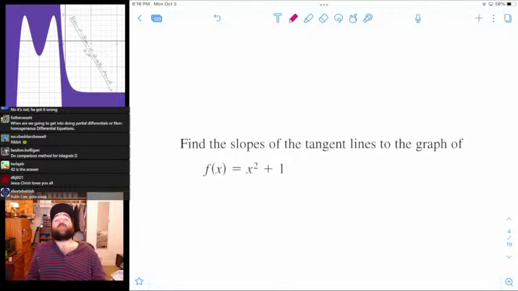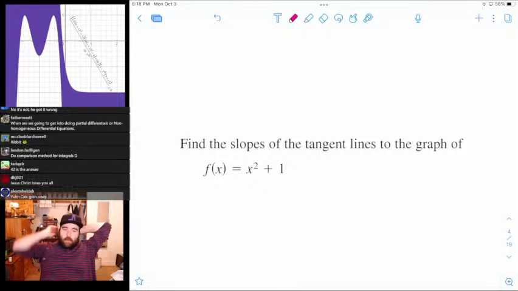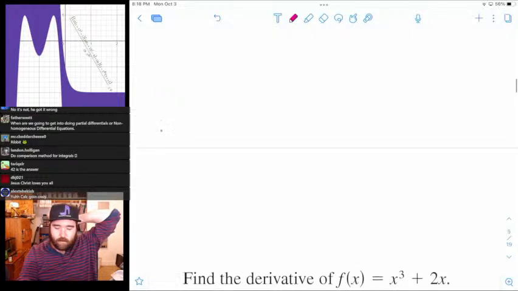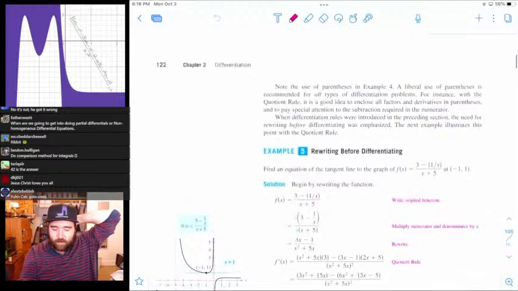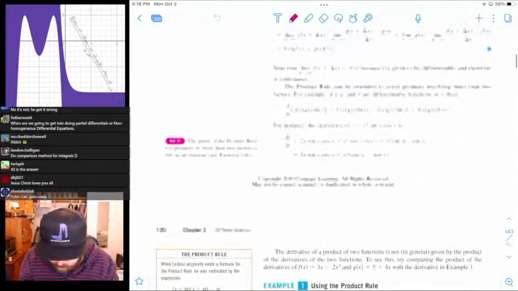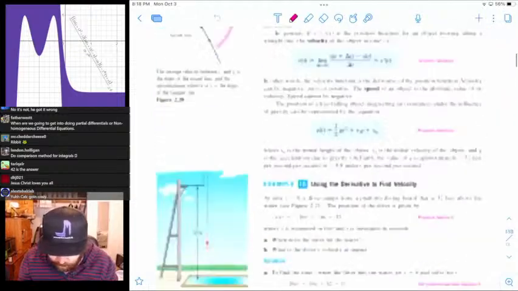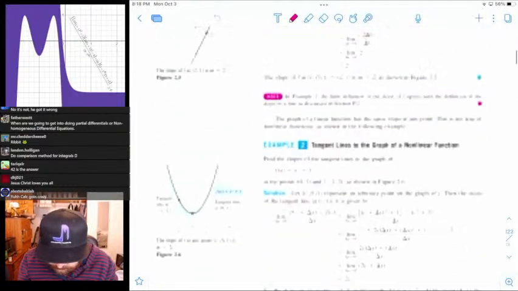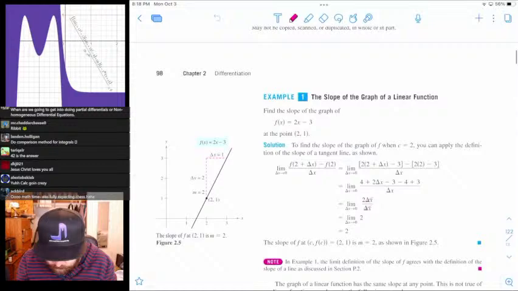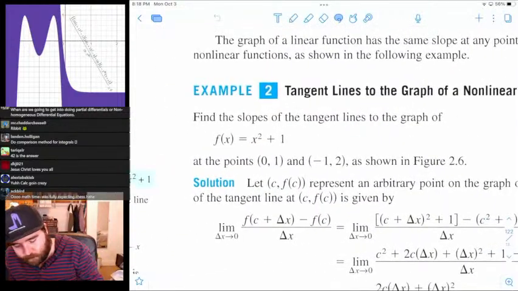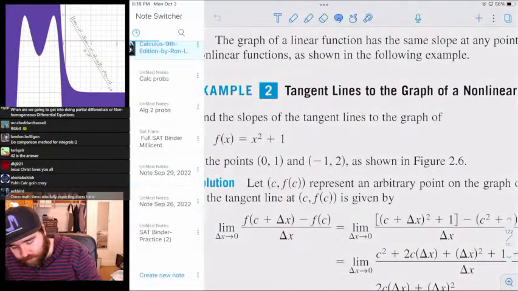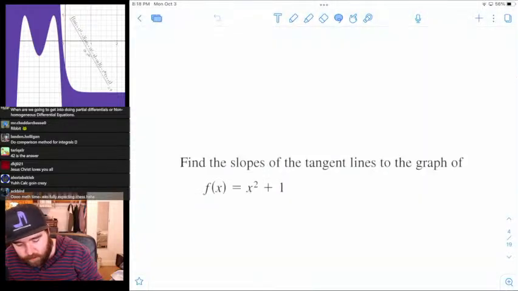So here's where we've got to use the derivative. Find the slopes of the tangent line of the graph that... Is that supposed to be at a specific x value, right? Wow, I got far with the screenshots and I haven't even done any problems. That's kind of embarrassing. At those points. I missed that. That's 0, 1 and the other one.